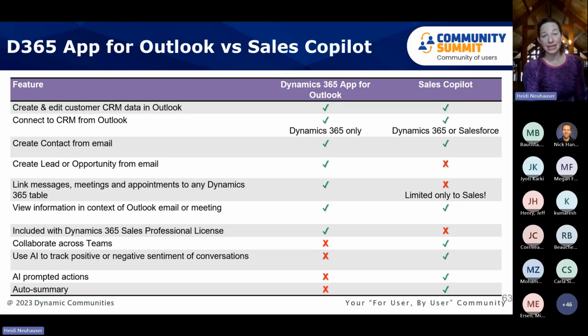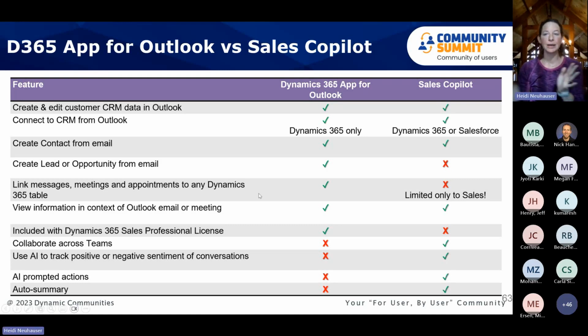If anyone on here is a Dynamics 365 for customer service person, you can't use Sales Copilot. I mean, you can to contacts, but that would be less ideal than the app for Outlook because you probably want to track it and convert it to cases. So sometime I'm sure there'll be parity. It's just not here yet. So use both. View information in context of an Outlook email or meeting, available by both.